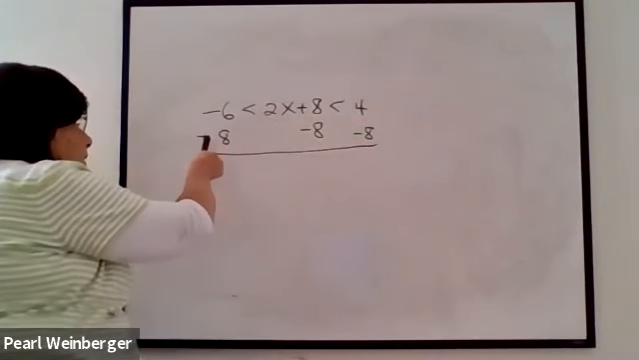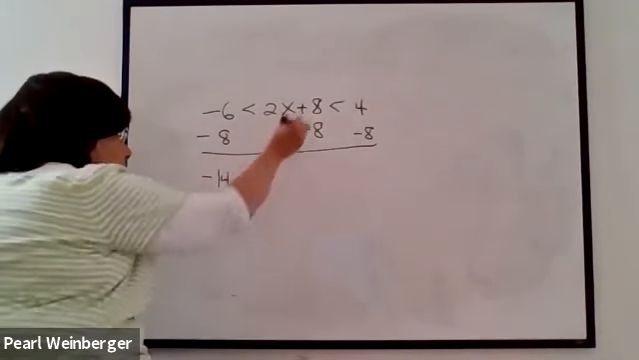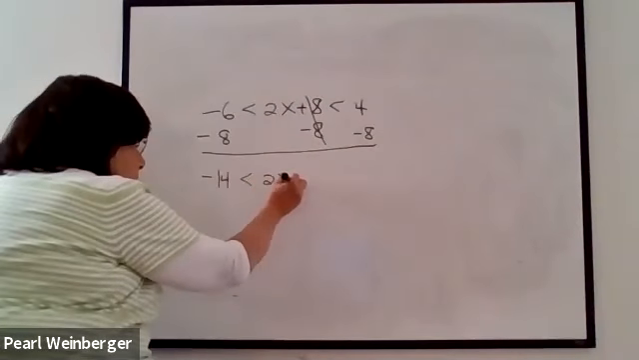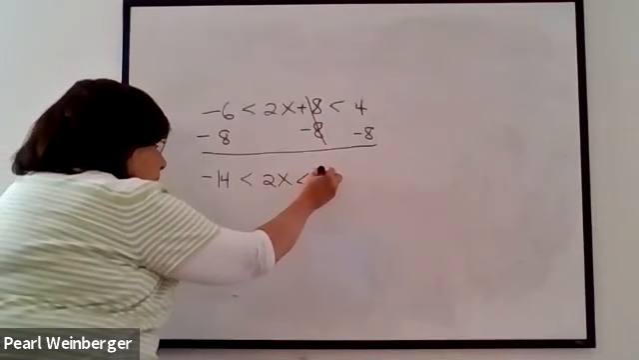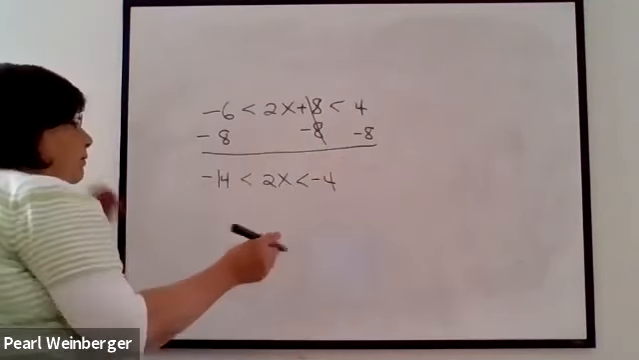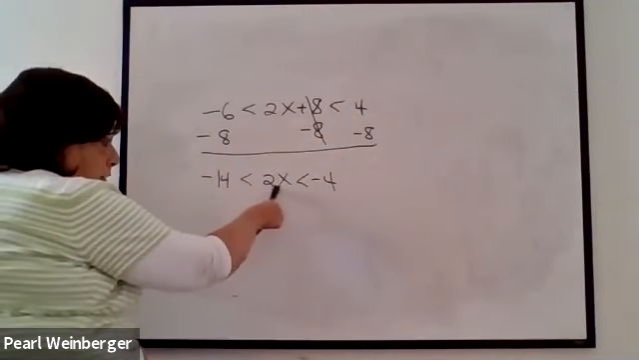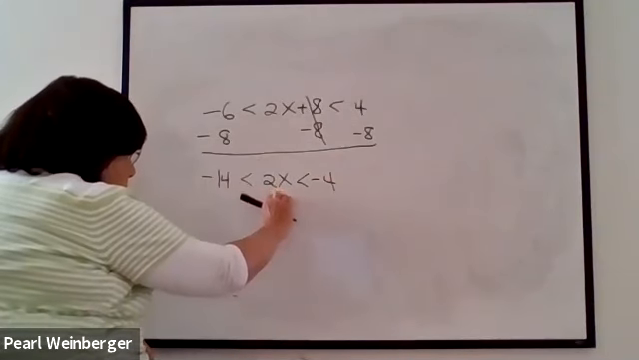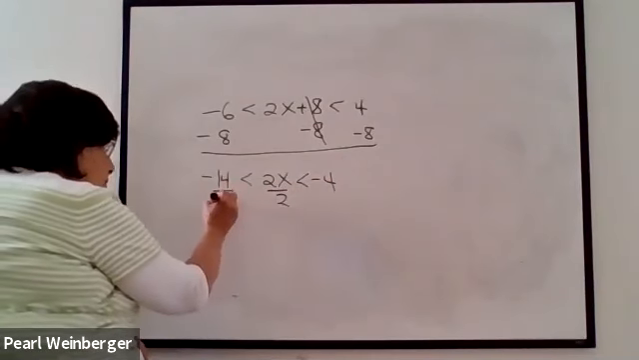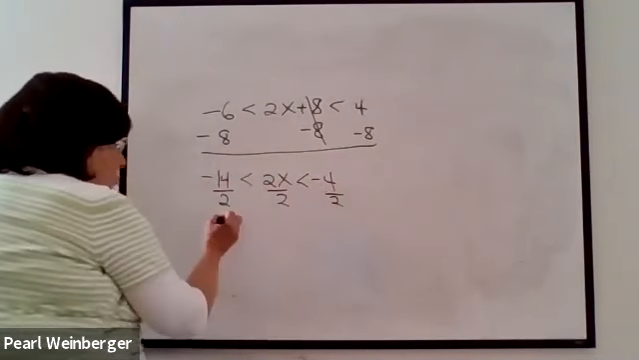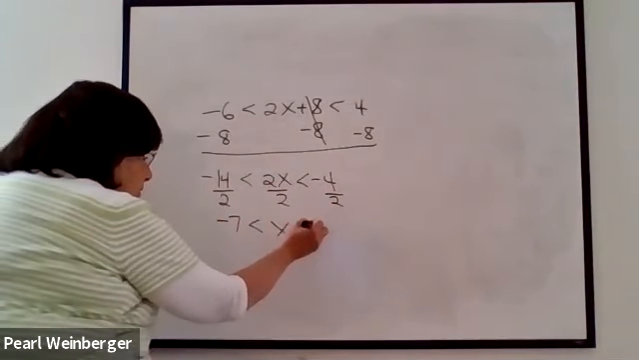This will give me -8, 6 and -8, which is -14, less than just the 2x. And this is 4 and -8, which is -4. I then want to get x alone. Again, I'm always focusing on the middle. So I'm going to divide that by 2 to get the x alone, which means on either end, I'm dividing by 2, which will give me -7 less than x less than -2.